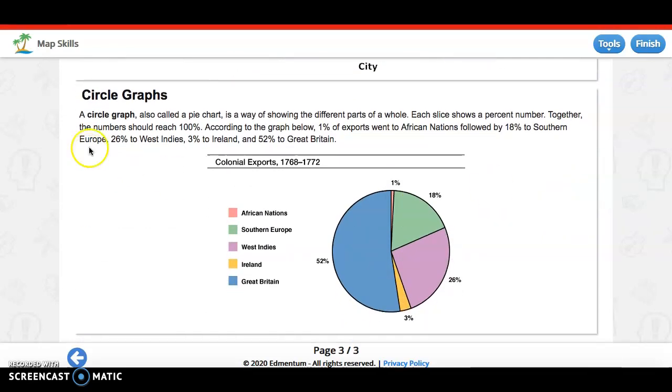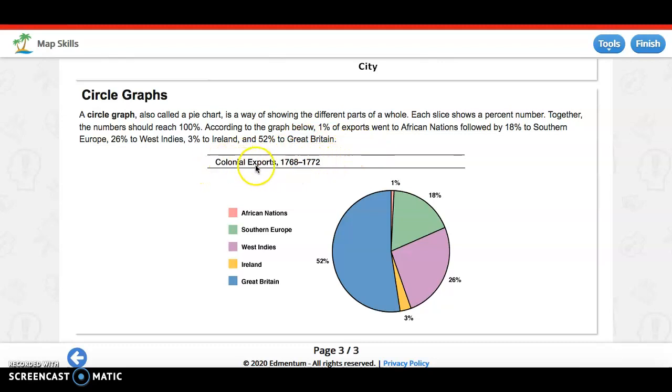Circle graphs. A circle graph, also called a pie chart, is a way of showing the different parts of a whole. Each slice shows a percent number. Together, the numbers should reach 100%. According to the graph below, 1% of exports went to African nations, followed by 18% to Southern Europe, 26% to West Indies, 3% to Ireland, and 52% to Great Britain.